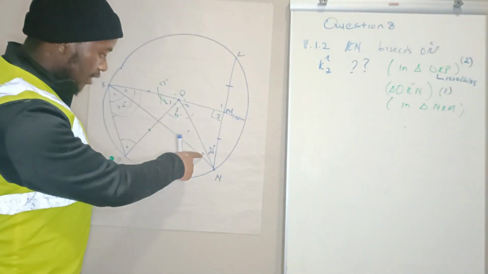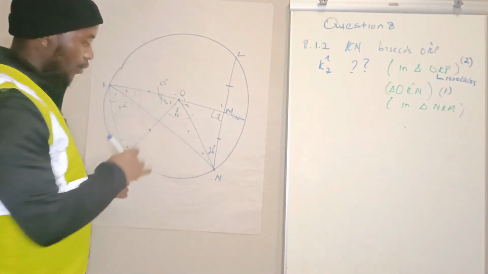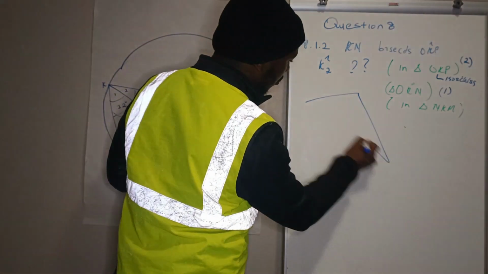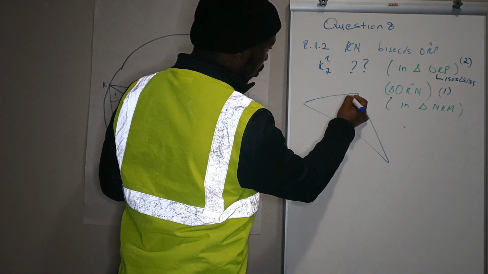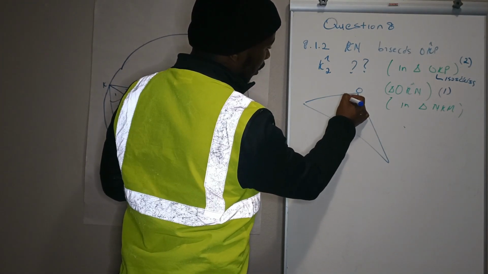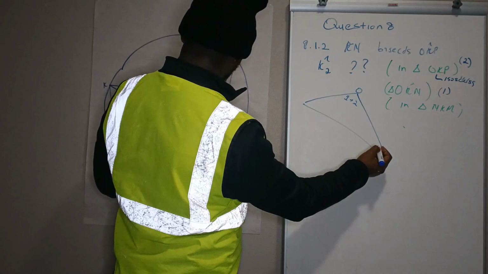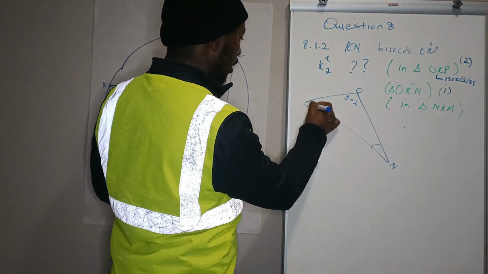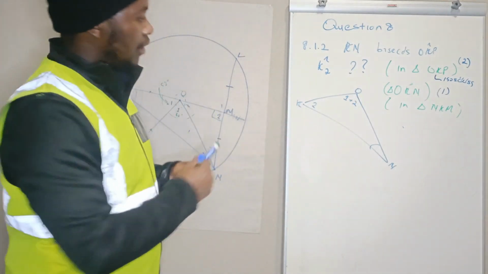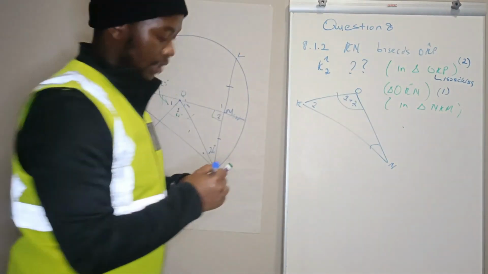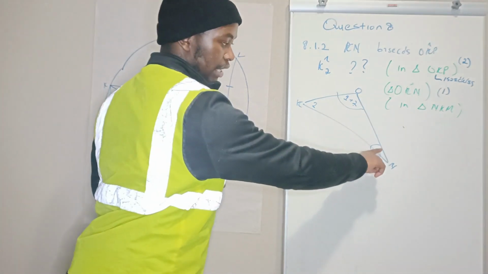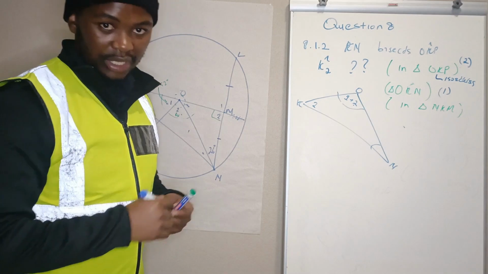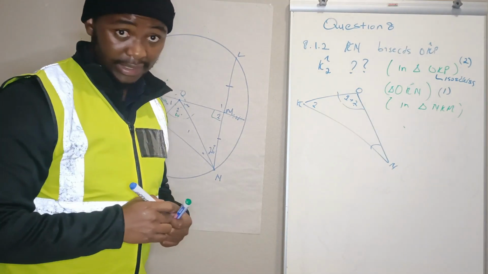But here, if we can find this value, we definitely have K1, because then we have a triangle that looks like this one, where we have O1 plus O2. We have this value of N, and then we have K2 in here. So if we already have the value of O1 plus O2, we can calculate this value, and then the angles of a triangle should sum up to 180 degrees.